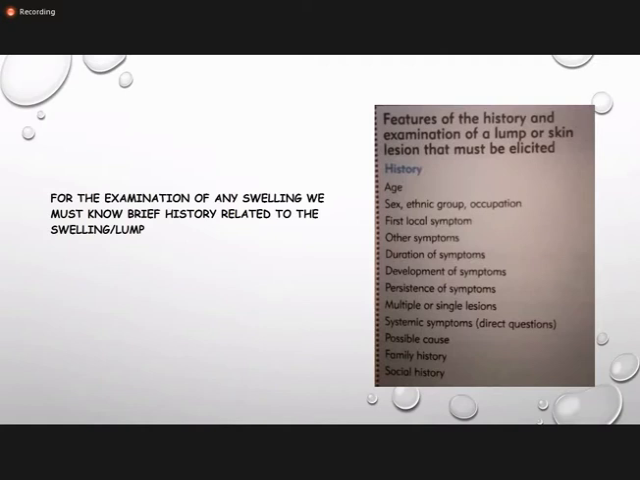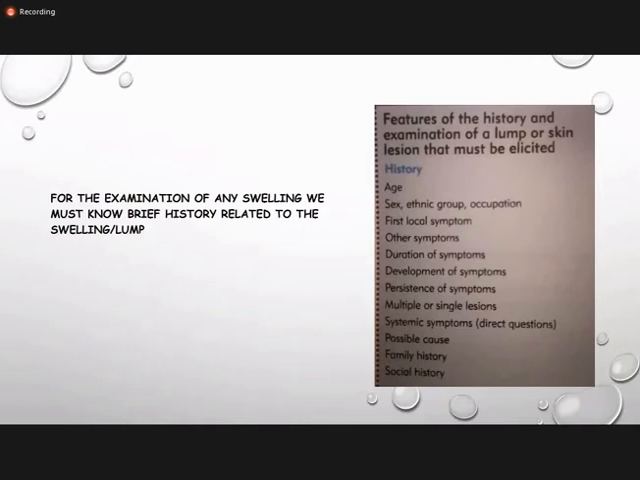In the history, we will ask when the patient noticed the lump for the first time, what was the symptom of that lump, what causes the symptom, and what are the associated symptoms of that presenting complaint. Then, when he noticed the lump, was its size progressively increased or suddenly increased, or does the lump reduce in size or disappear, or is it increasing continuously. And one more question we will ask: is there any other lump in the body he noticed or not.